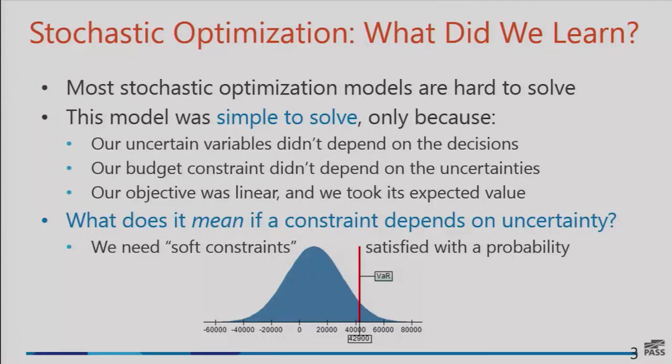The other key thing is that the budget constraint didn't depend on the uncertainties. The year one costs were all known, and the objective was linear, and we took an expected value, and for that reason, it reduced to a simpler problem.